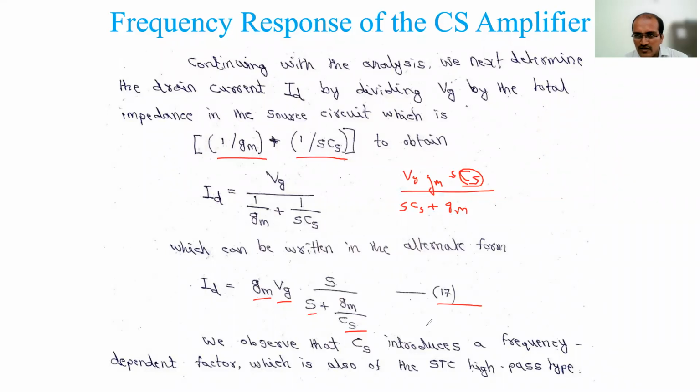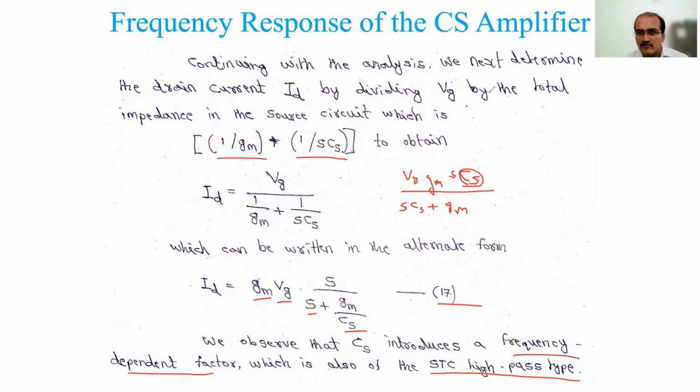So now this is showing the next step in your analysis, the drain current. We observe that CS introduces again a frequency dependent factor, same as previous, which is also of the STC high pass type. So from this you can now calculate the second break frequency or corner frequency, as I told you.